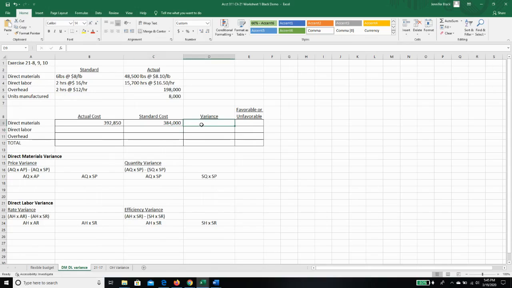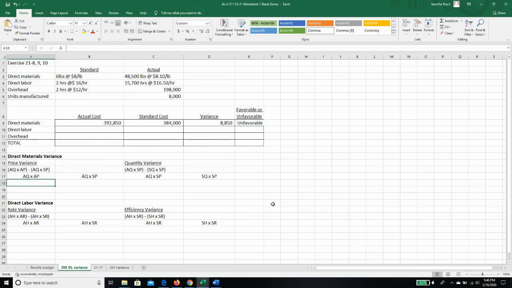Our variance is just actual minus standard. The variance is $8,850. We spent more than we planned to, so that is going to be an unfavorable variance. You're going to need to characterize each of your variances as favorable or unfavorable. An unfavorable variance is when actual is more than standard. A favorable variance is when standard is more than actual.